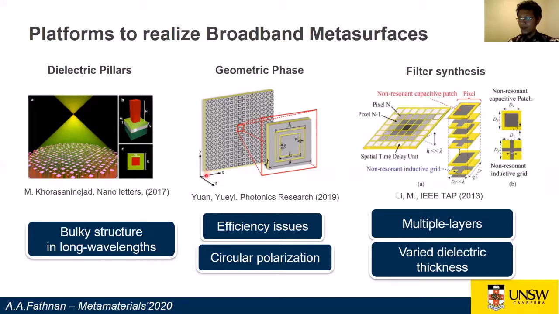Another platform for achromatic metasurfaces is the geometrical phase, or Pancharatnam-Berry phase. This implementation requires cross-polarized transmission, which inherently limits the efficiency. The third platform is using filter synthesis theory to realize the metasurface. However, the resulting devices have numerous layers, each with different thickness. Therefore, the device fabrication is complicated and not easy.